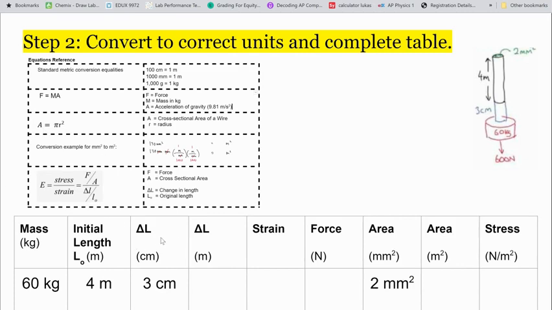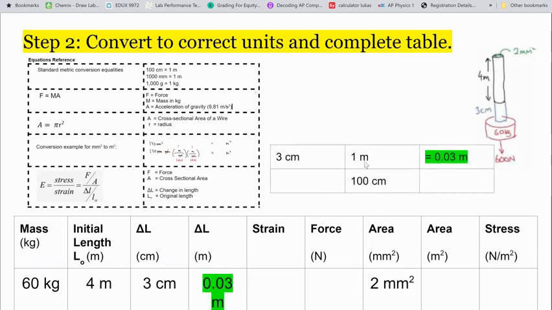So we need our delta L, or our change in length, to be in meters. One of our first conversions is going to be to convert from centimeters to meters so that we can use the initial length and the final length as part of our calculations. They need to be in the same units. To convert to meters, we're going to take centimeters and recognize that there's 100 centimeters in 1 meter. So if we take 3 centimeters and multiply it by 1 meter over 100 centimeters, we can see centimeters will cancel out. Our answer will be in meters now. So we get 0.03 meters.